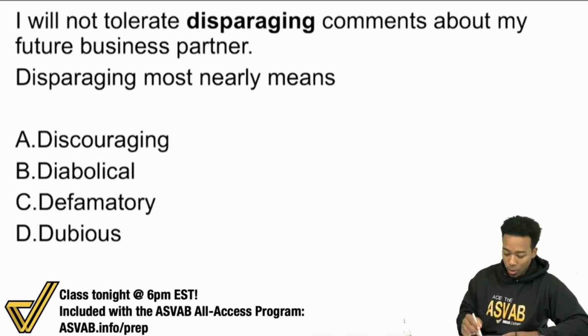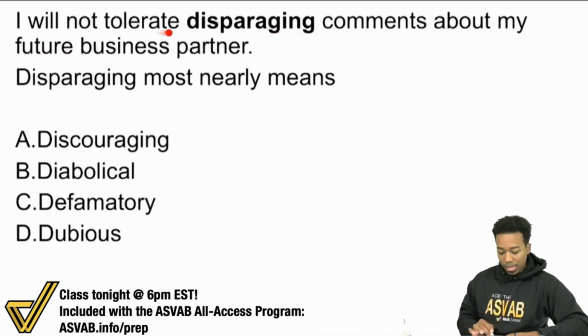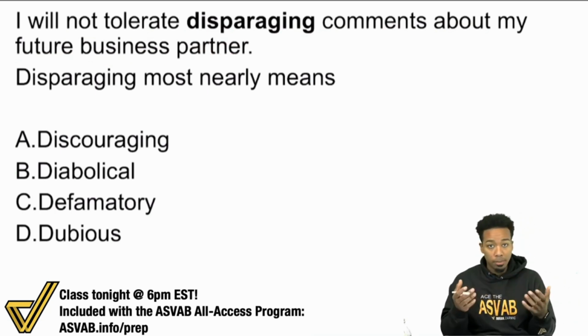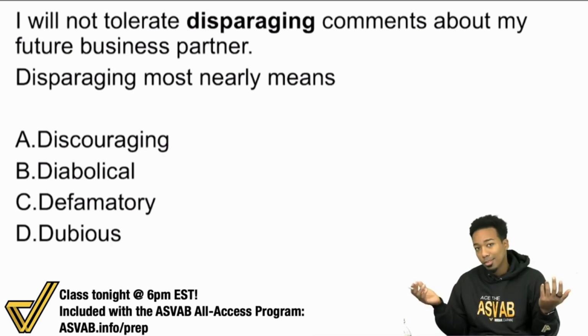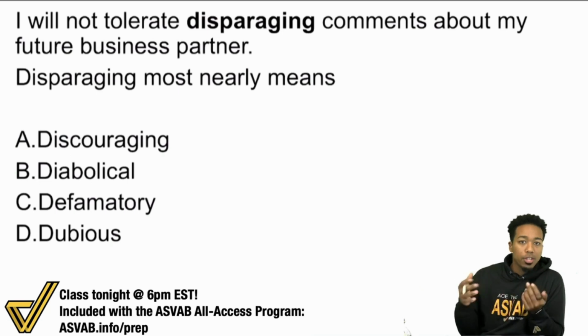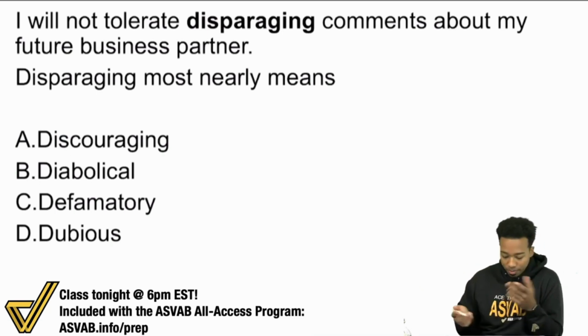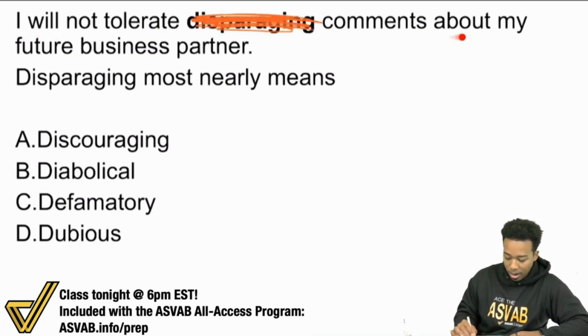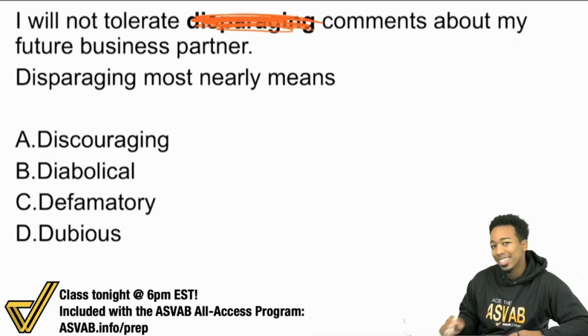So let's go ahead and read here. I will not tolerate disparaging comments about my future business partner. If you know what the word disparaging means, then you don't really need to be watching this. But let's assume this is a word that you didn't know. What can you do? I'm going to blank the word out. I will not tolerate blank comments about my future business partner.